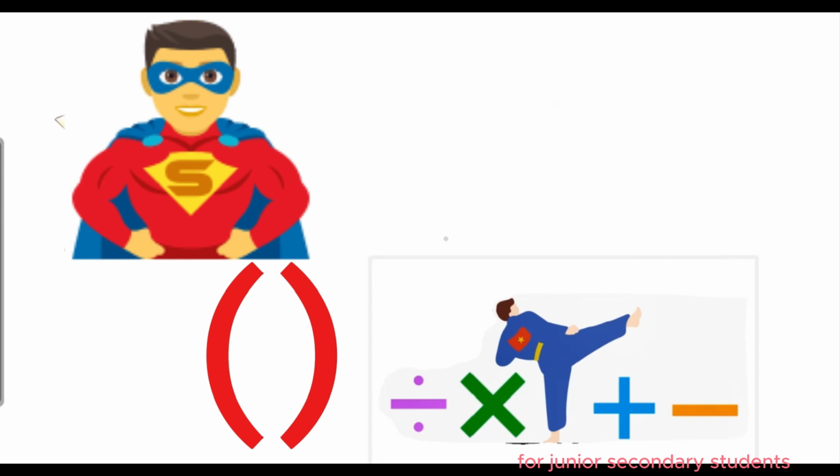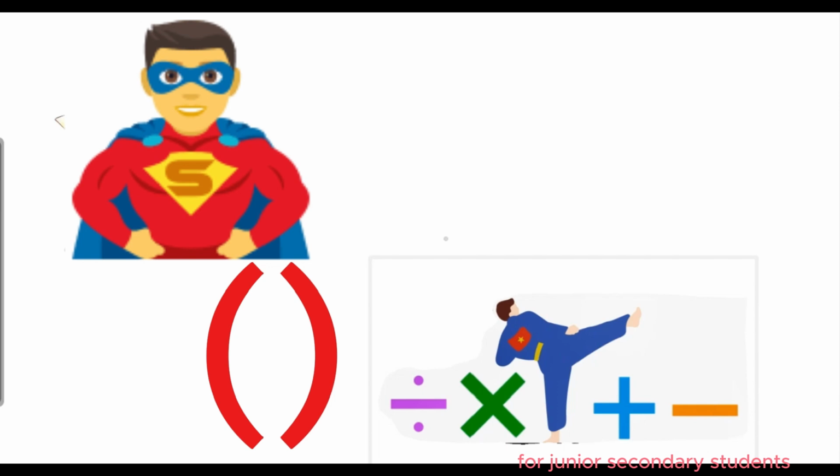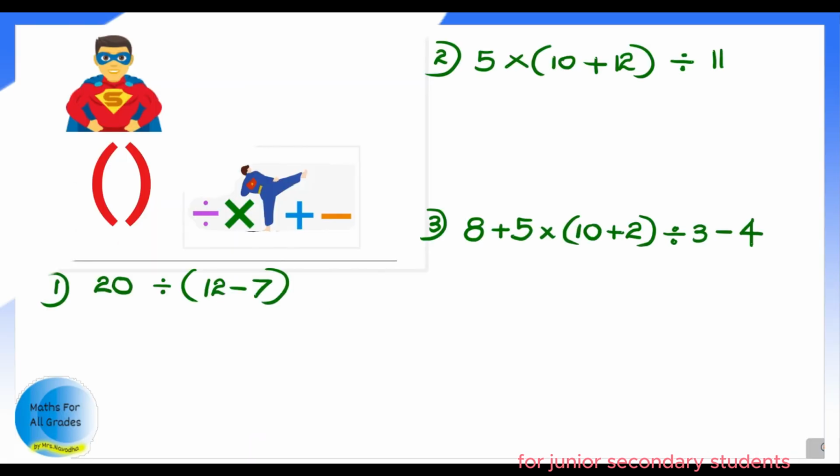I hope this presentation will paint a clear picture that we should perform the operations inside the brackets first. That means we solve any calculations inside the brackets before we move on. And then after we've taken care of the brackets, we'll perform all the multiplications and divisions working from left to right. Finally, we'll do all the additions and subtractions working from left to right. Okay, now with that in mind, let's solve these questions.